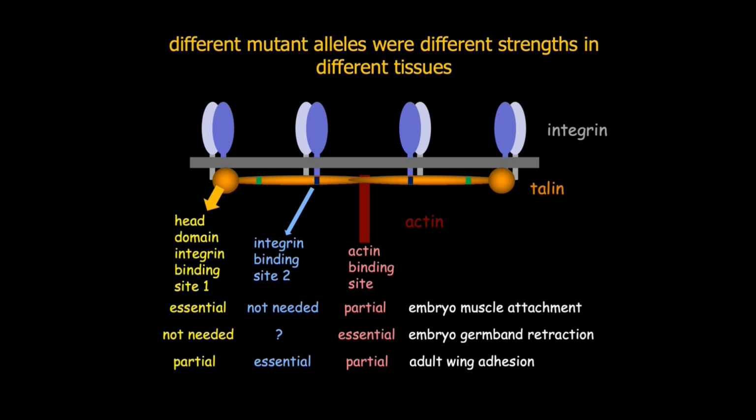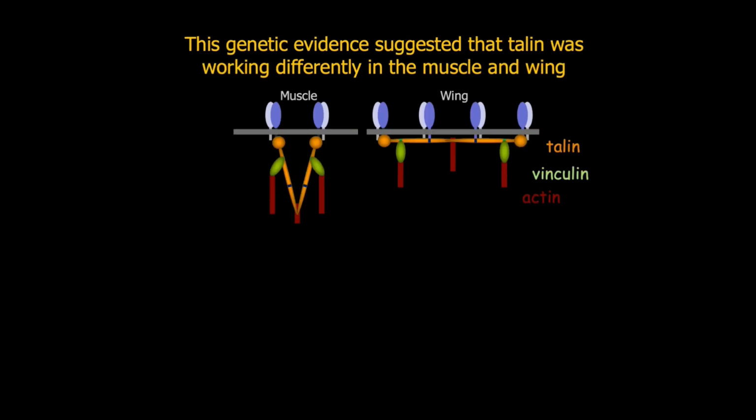So we put this together in a model where we thought, well, in the muscle, and I won't go through the logic that got us there, but this was where we got to. In the muscle, basically, it's in this orientation, pulled away from the membrane, whereas in the wing, we thought it was in a parallel orientation. So we happily sent that paper off, and the reviewers came back and said, no, you have to prove that they have this different orientation.